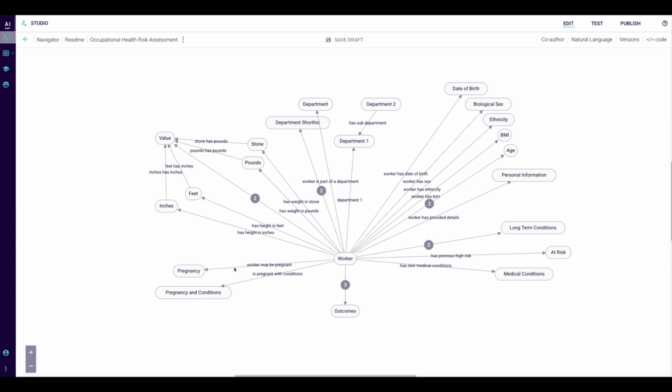Rainbird considers a range of inputs, including the department where the individual works, BMI calculations, pregnancy status and stage, as well as existing or newly diagnosed medical conditions. There are a few different ways to interact with this knowledge graph. Let's look at two of them.